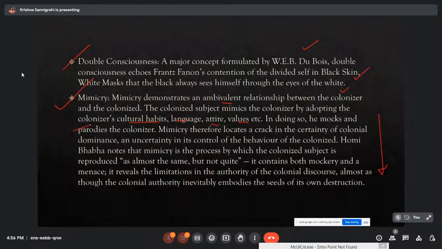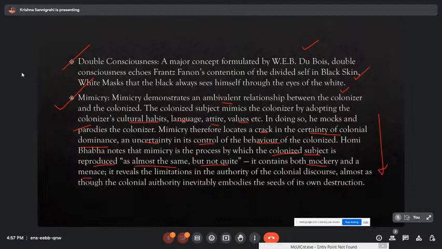Mimicry therefore locates a crack in the certainty of the colonial dominance and uncertainty in its control of the behavior of the colonized. Homi Bhabha notes that mimicry is the process by which the colonized subject, means the person who has been colonized, is reproduced as almost the same but not quite. So almost similar to the people who have been colonized, but not exactly the same. So it contains both mockery and a menace.